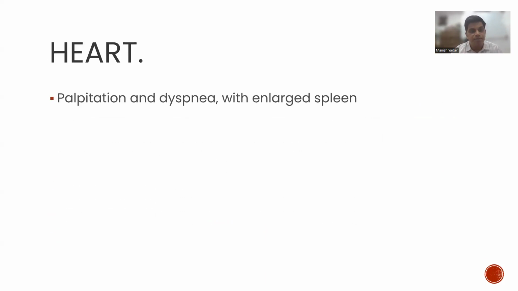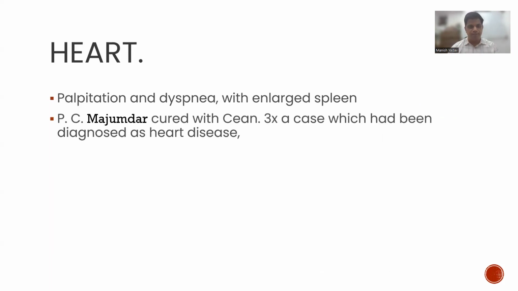Heart symptoms, palpitation, dyspnea with enlarged spleen. The patient can come with a lot of palpitation. So there could be referred symptoms, a referred organ, but the center is the spleen. The patient will talk about some discomfort on the left-hand side. If he says that, you have to consider CEANOTHUS.